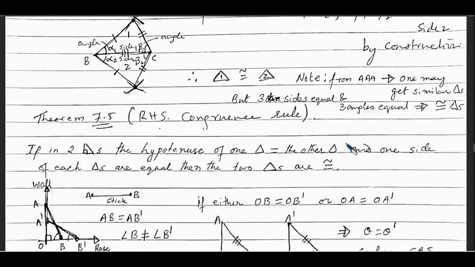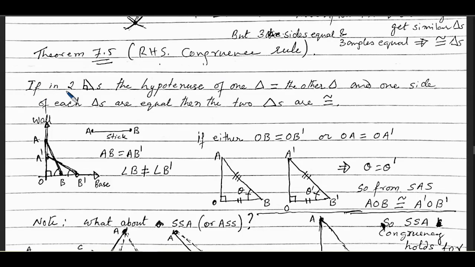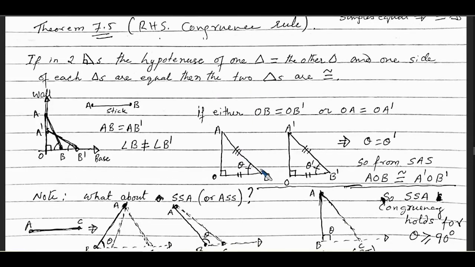It's similar. And the RHS congruence rule, theorem 7.5, says if in two triangles the hypotenuse of one triangle is equal to the hypotenuse of the other triangle, and one side of each triangle is equal, then the two triangles are congruent. This is triangle AOB and this is triangle A prime OB prime, and the hypotenuses are equal and one of the sides, say OB, is equal to OB prime, then they are congruent. So we will prove this here.